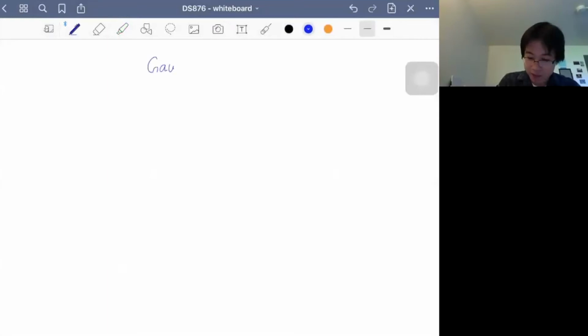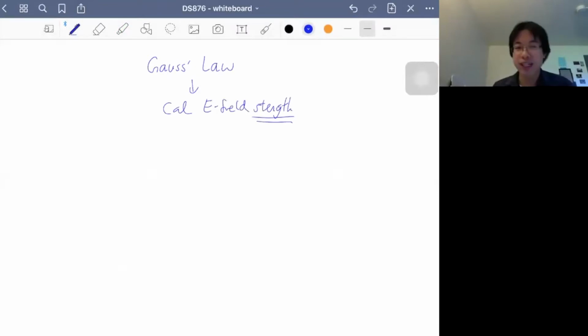So Gauss's law, what is it for? The short answer is it's to calculate the electric field strength. And notice I emphasize the word electric field strength. That means I'm looking at the magnitude of E. Gauss's law is only useful to calculate the electric field strength, which means this is a lazy way of writing this. Okay, so please differentiate this versus this.